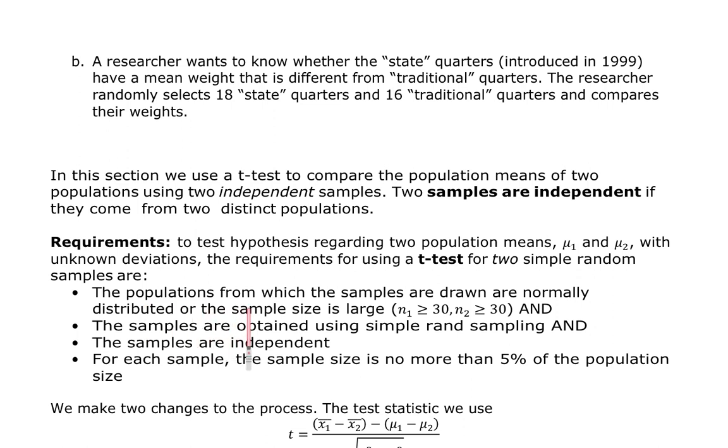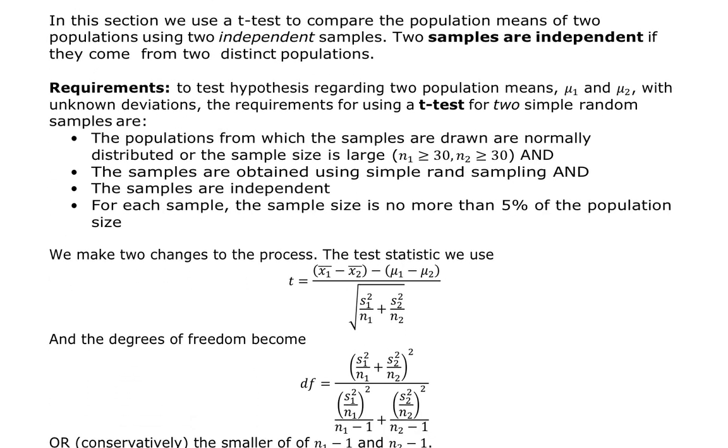First of all, the populations from which the samples are drawn are normally distributed, or the sample size for each sample group has to be larger than or equal to 30. And the samples must be simple random, and the samples are independent, and for each sample, the sample size is no more than 5% of the population size. Now the test statistic changes.